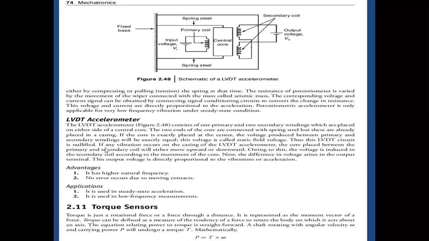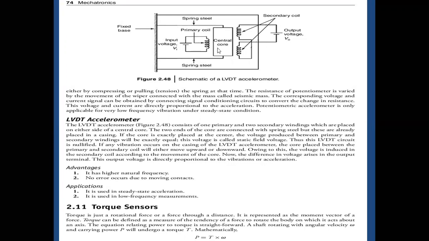The next one is the LVDT accelerometer, which looks like the above diagram. We have a central core here, and over the central core we have two coils on both sides. The left coil we can call the primary coil, and the right coil the secondary coil. This is the fixed plate here. LVDT stands for linear variable differential transformer.